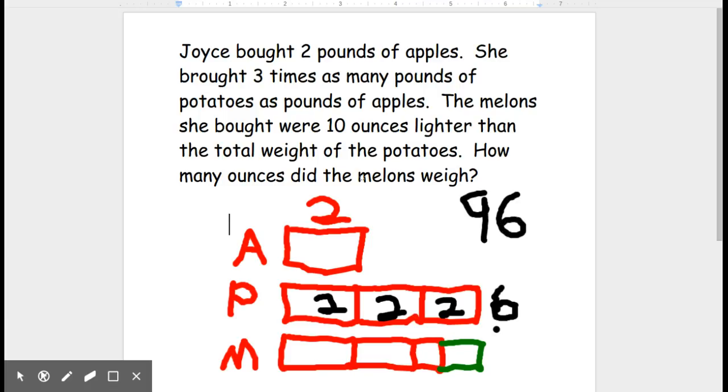And we know that it says it's 10 ounces less. So what do we have to do to this? We have to subtract 10 from this number right here. And it's your time to tell me what you think we got for an answer. And it would be 86 ounces.